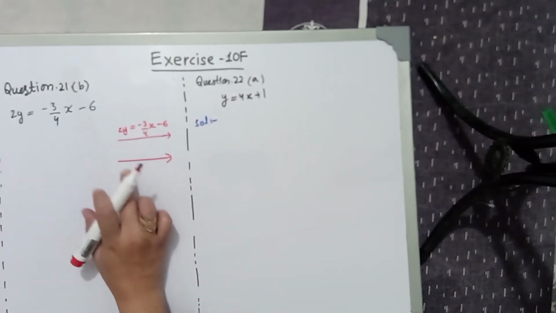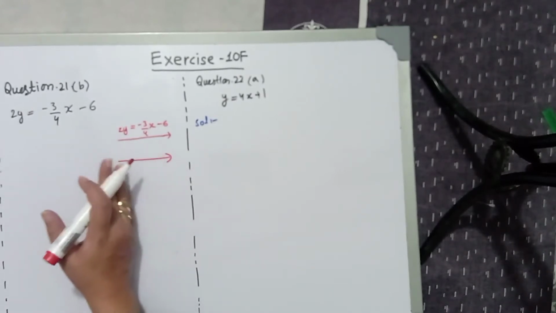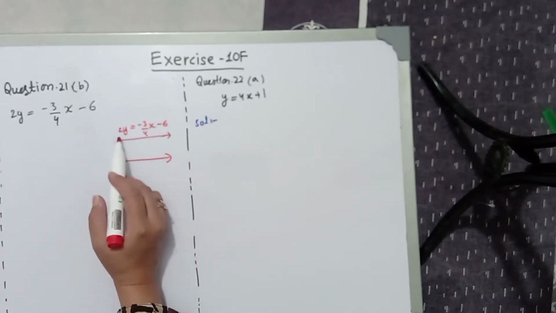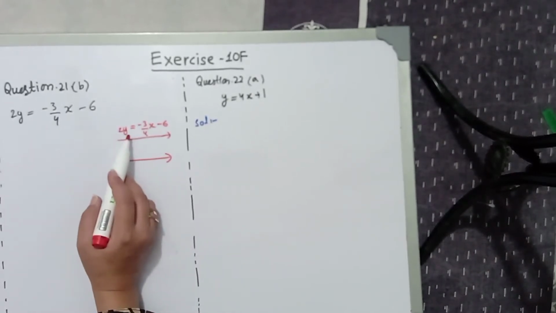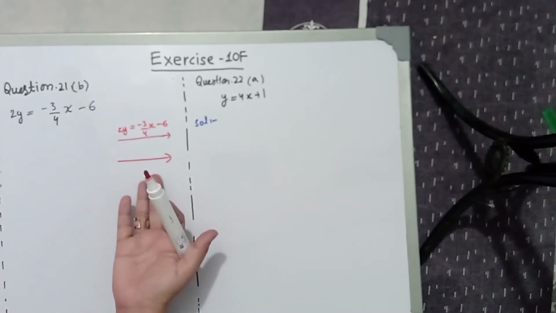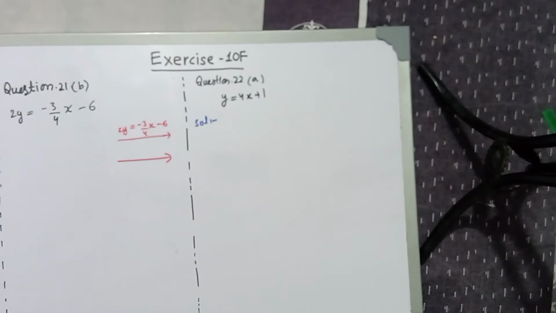So as you can see, both of these lines are exactly parallel. So the gradient of both of the lines is the same. So what we need to do is find the gradient of this equation and that would be the gradient of this other equation. So let's start with the question.